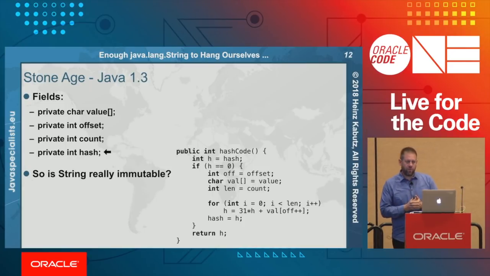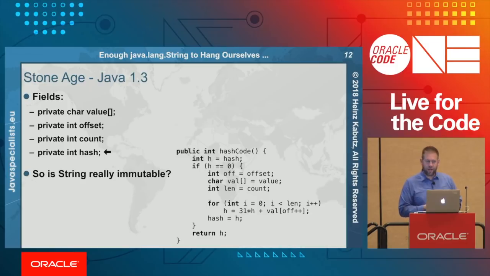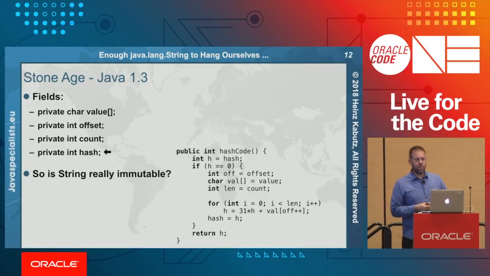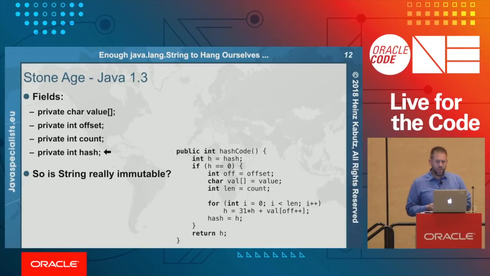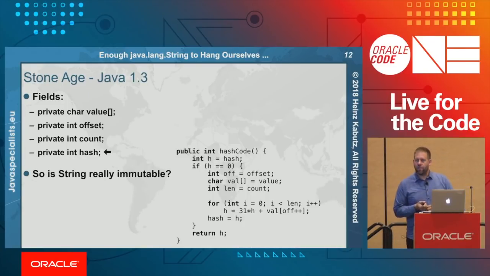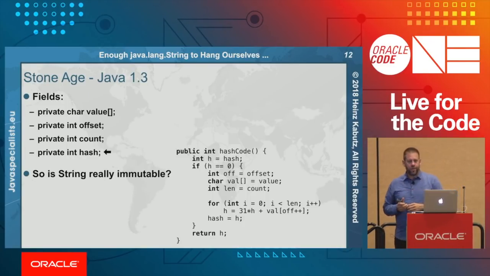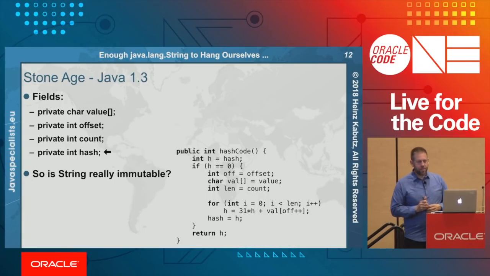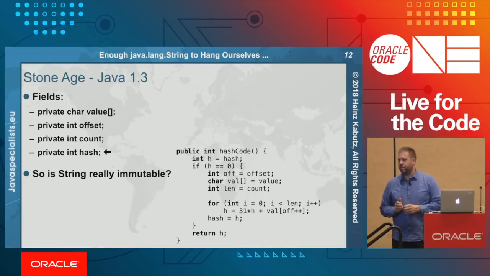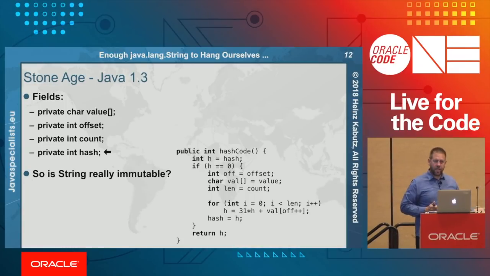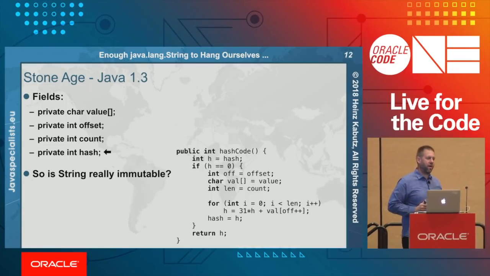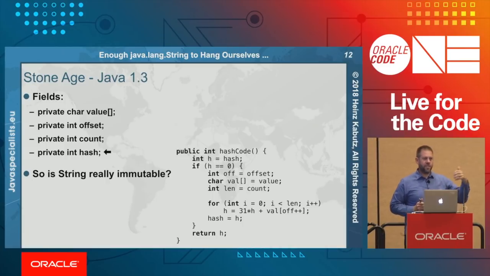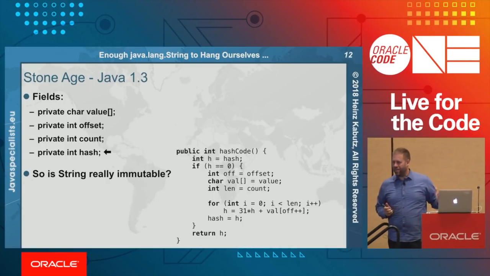Okay, now we move to Java 1.3, and there they actually decided to cache the hash code inside String. So we had offset, count, and hash. And the whole thing of mutability: from an external view, it looks like it's immutable. But actually, is it really? Because hash changes, right? Now, there's actually a benign data race in String now. It is a data race, but it's benign.